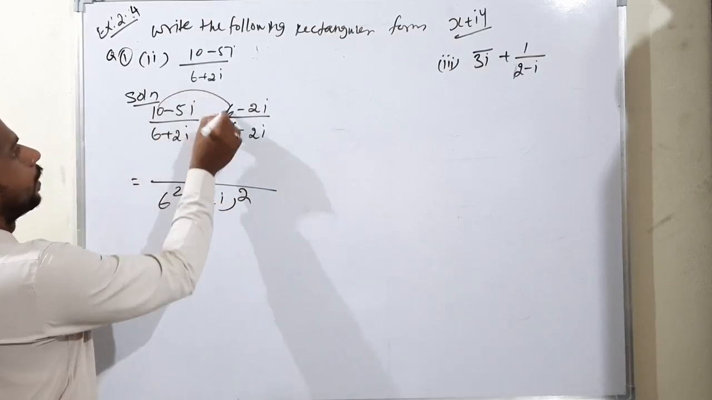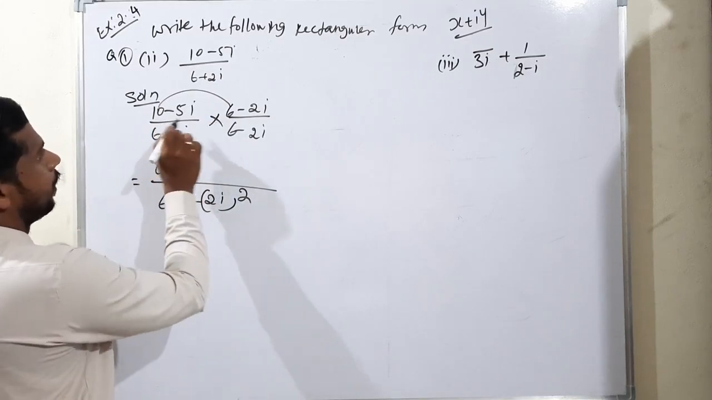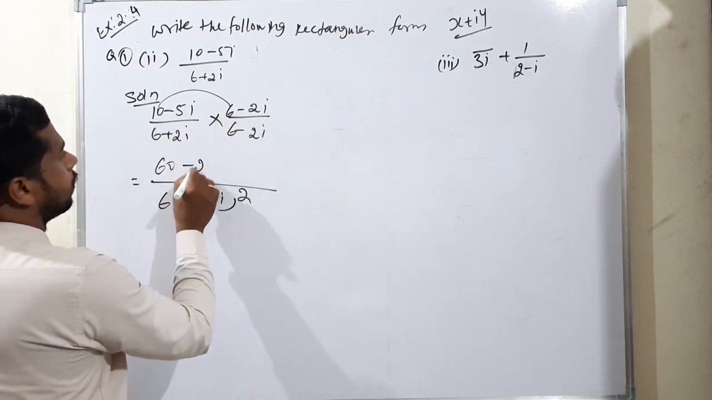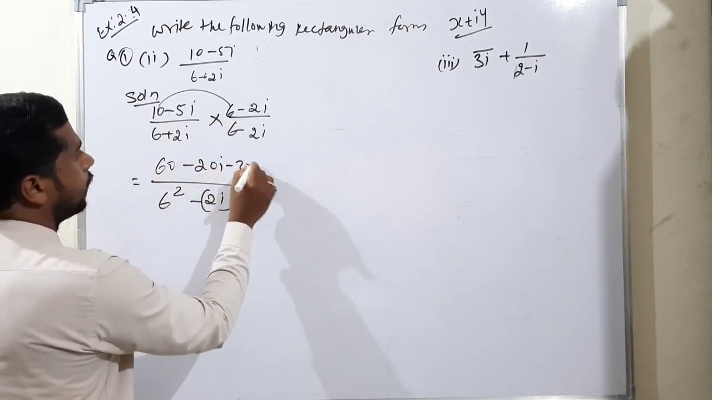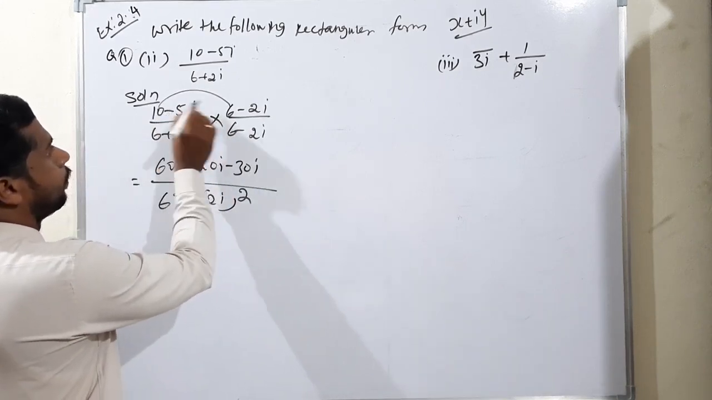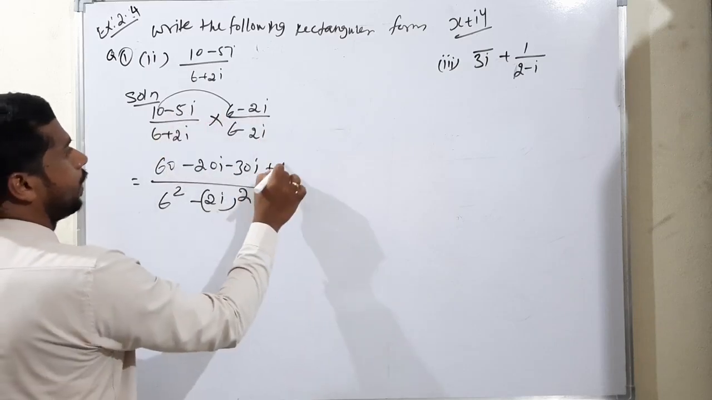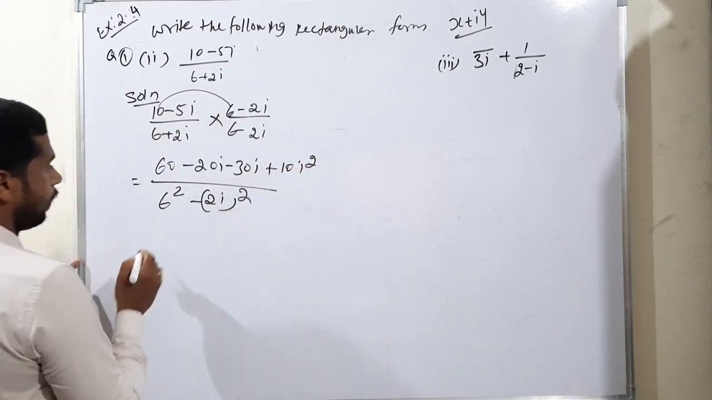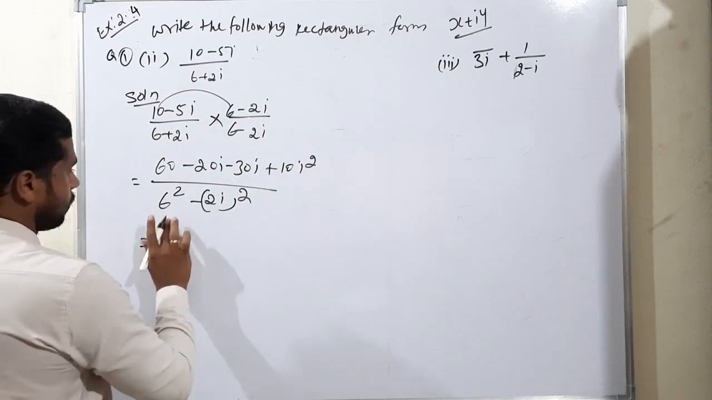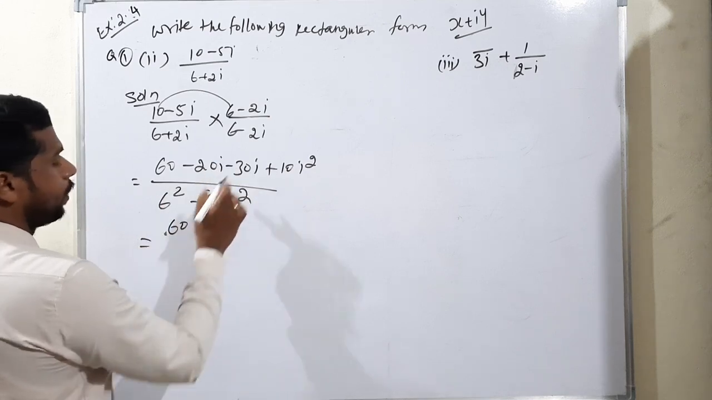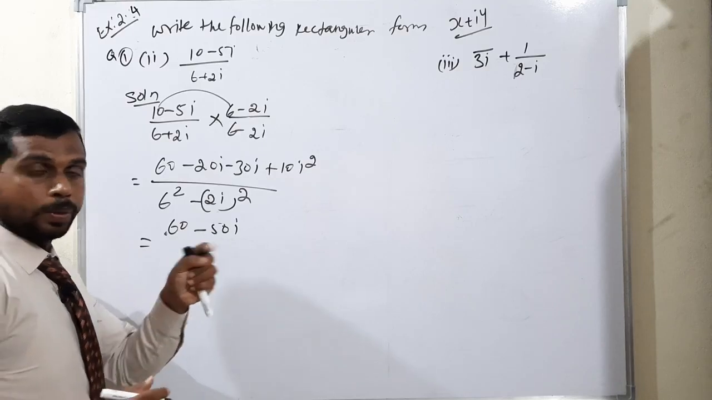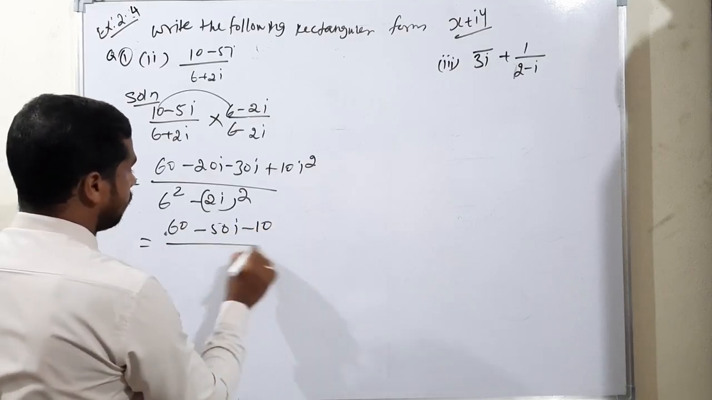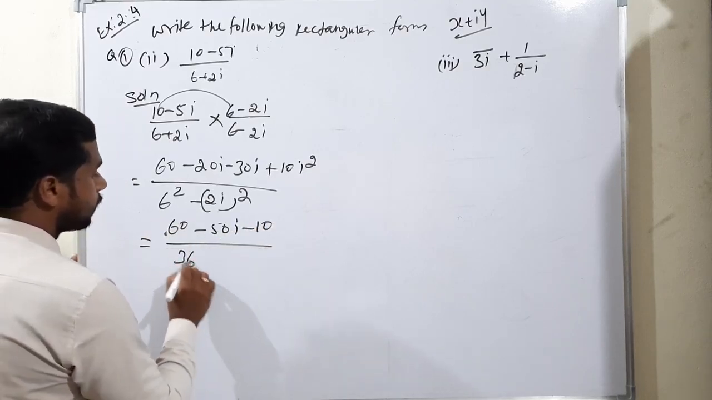But in the numerator, 10 into 6 is 60. Then minus 2 into 10, minus 20i. Again minus 5 into 6, minus 30i. Last one, minus into minus plus, 2 into 5, 10i square. Then 60 minus 20 minus 30 means minus 50i. i square means minus 1. So plus into minus, minus 10, divided by 6 square, which is 36.